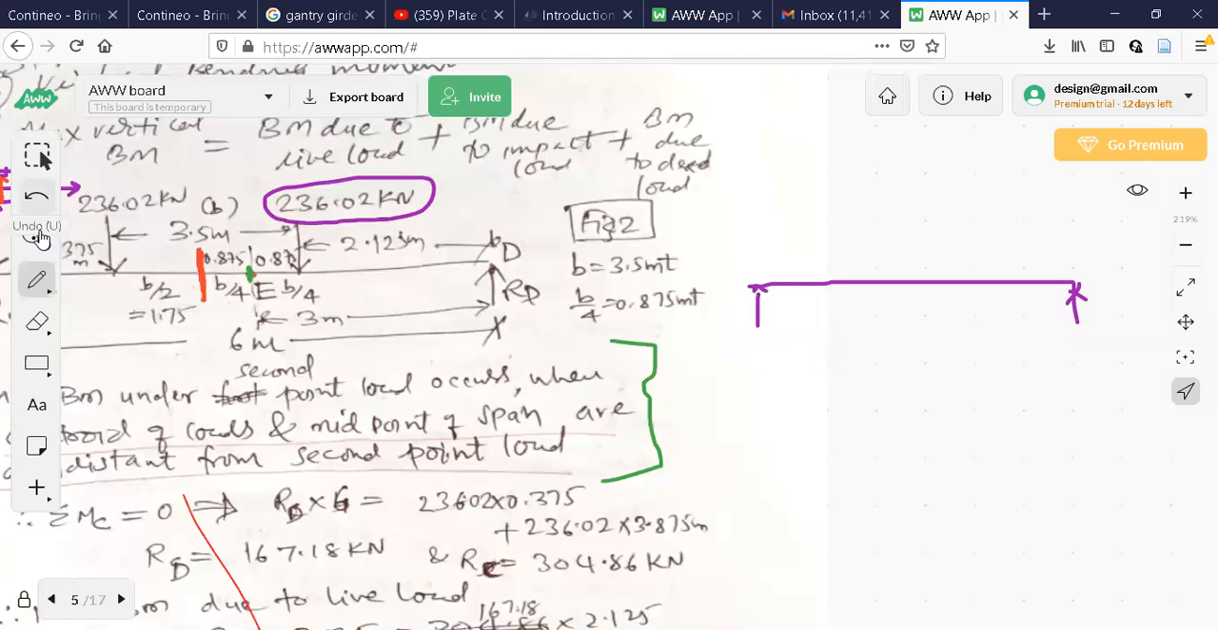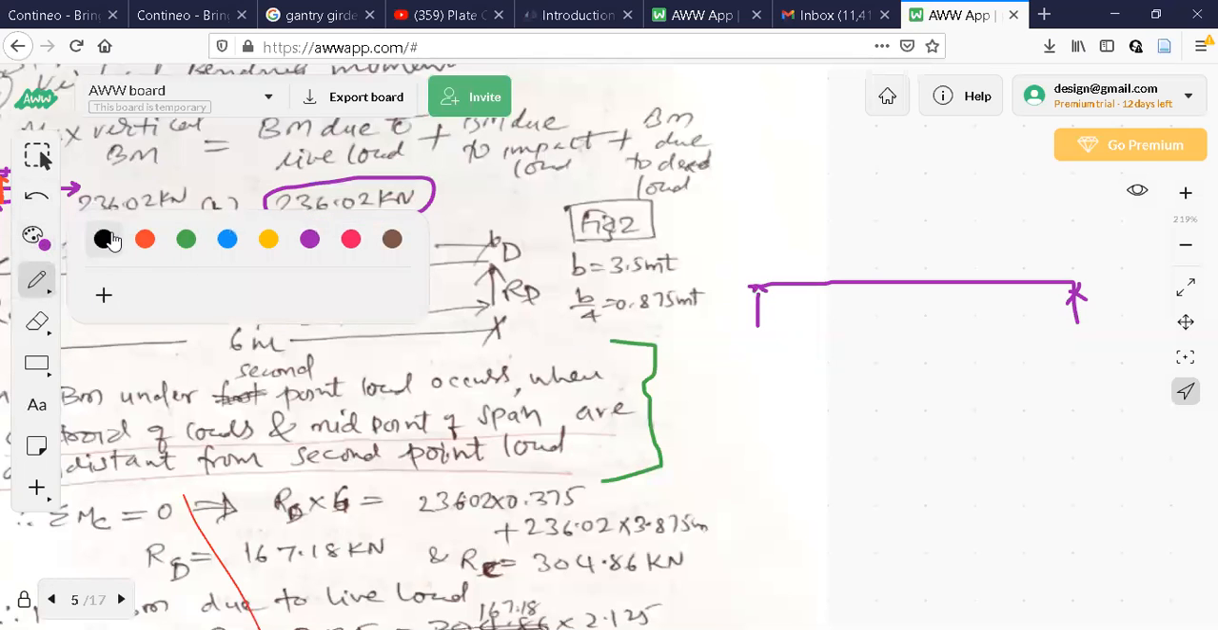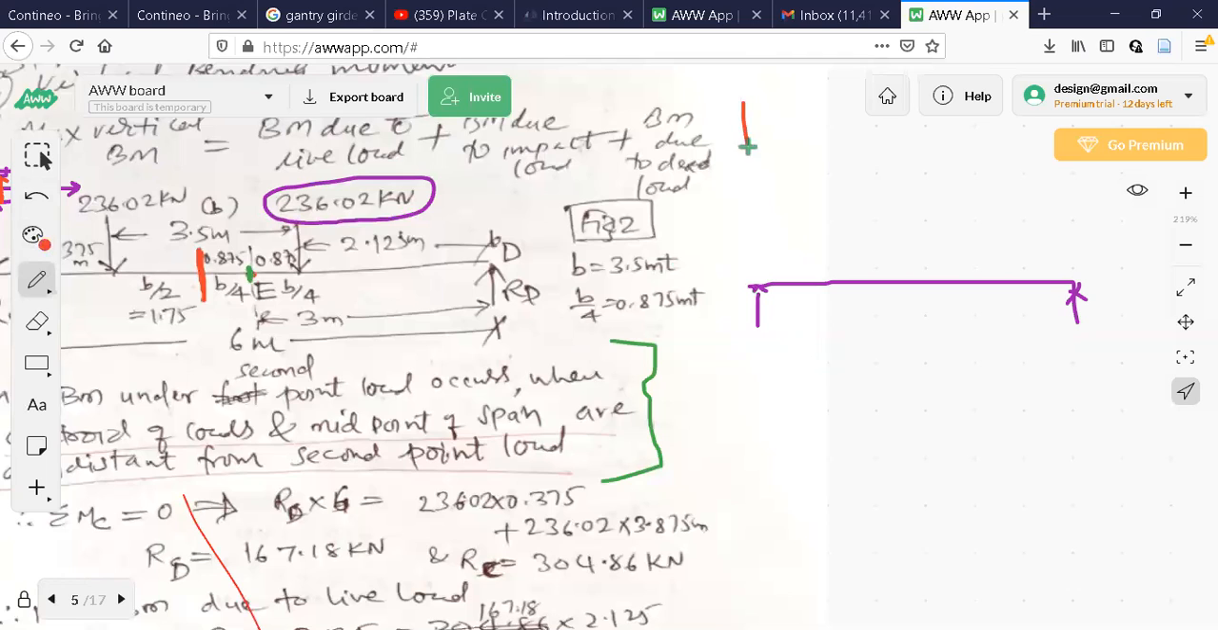Okay. I have 2-point loads and my job is to keep them at appropriate locations. One is here, one more is here. They are separated by, sorry, this is 3.5 meter horizontal distance. It is fixed. I cannot change it. Okay, this much is given.